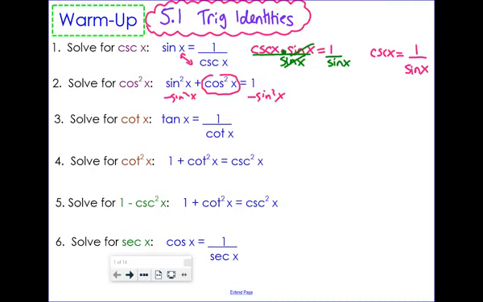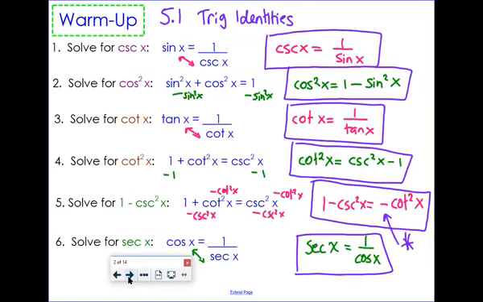Right, here are your answers. This was a reciprocal. This one, we just wanted cot squared x. So we just subtracted 1 from both sides. This one was a big one. Lots of people get this wrong. Look at what you want. This is what we wanted. We wanted 1 minus cosecant squared of x. So we didn't want this cot squared x, so we had to subtract it from both sides.